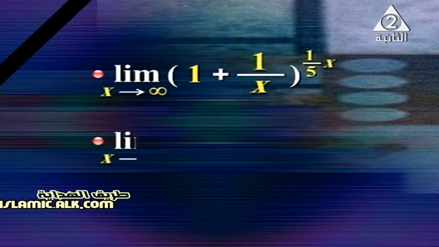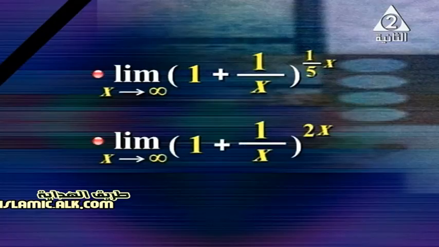Look at the student, we can try the solution. The first: the limit when x tends to infinity of the bracket containing 1 plus 1 over x, all to the power 5x. Second: the limit when x tends to infinity of 1 plus 1 over x, all to the power 2x plus 5.